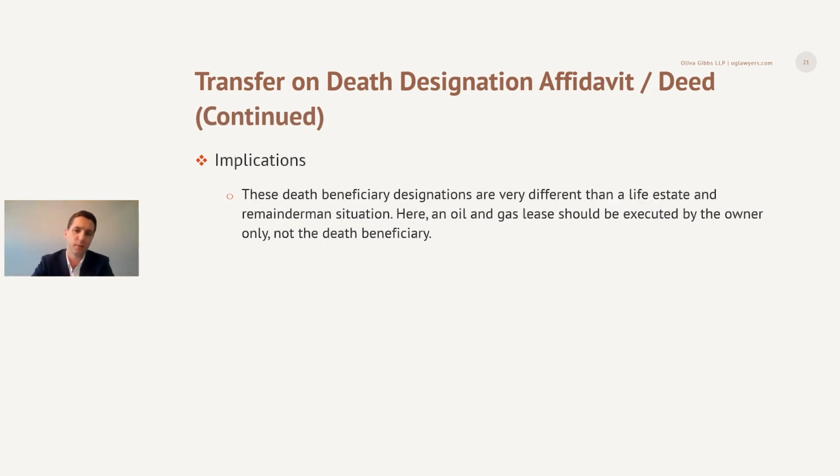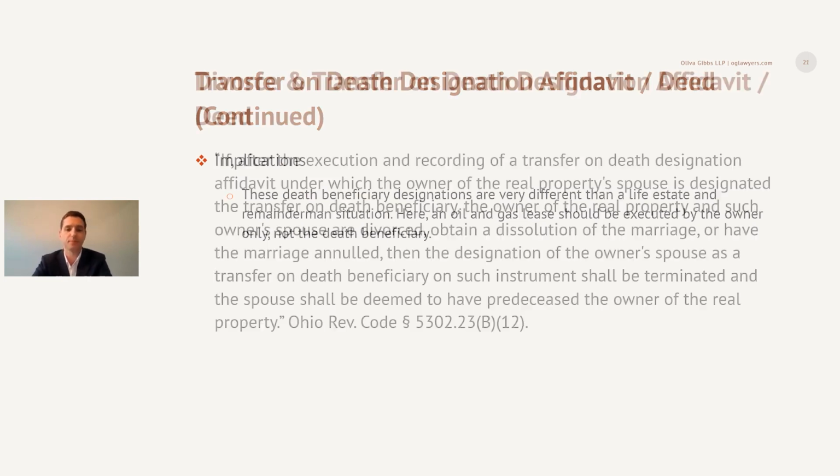Implications here, Margaret covered life estates and remaindermen. Typically, you need to get both to execute a lease. Here, with these beneficiary designations, you only need to get a lease from the owner, not the death beneficiary, because again, that death beneficiary has no interest in the property until the owner passes away.